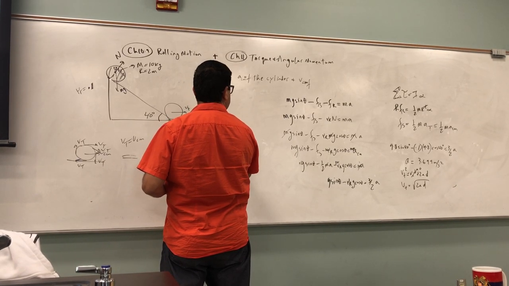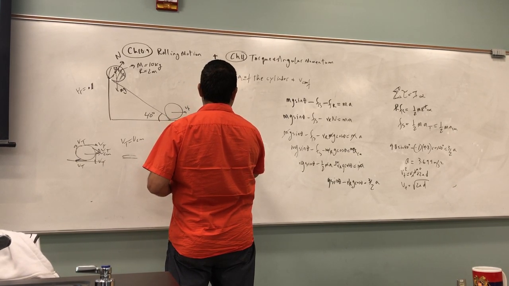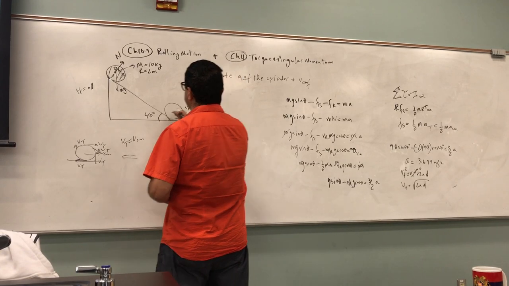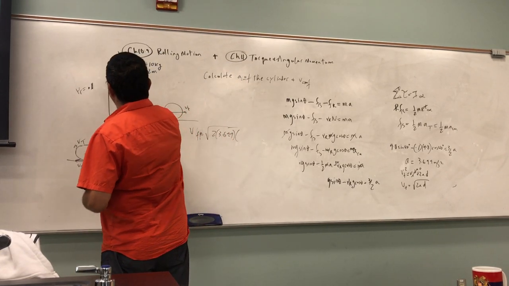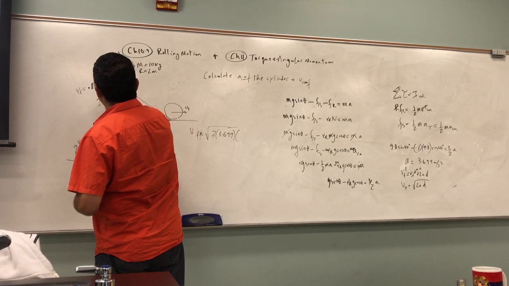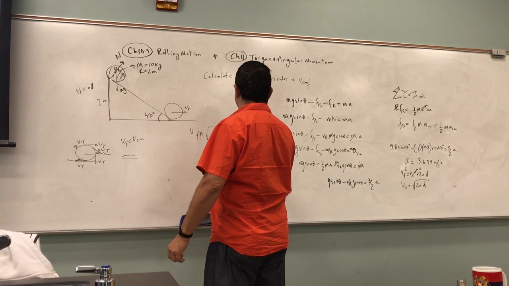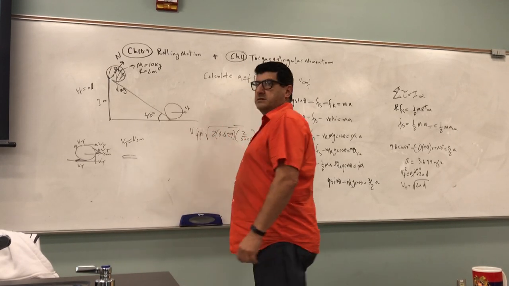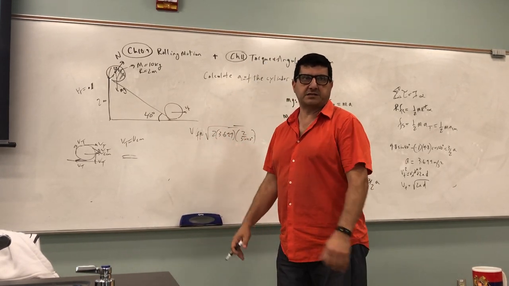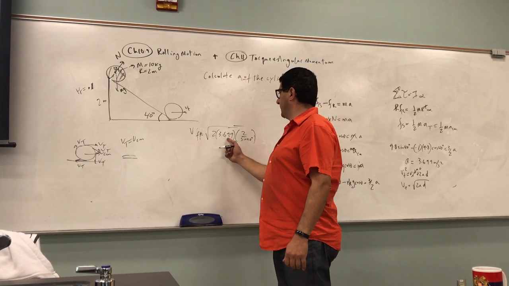Square root of 2 times 3.699 times the distance d that you have to travel, which, if they gave us this height, let's say 2 meters, is going to be 2 over sine 40. So it's just basic kinematics once you get that, 2 × a × d.